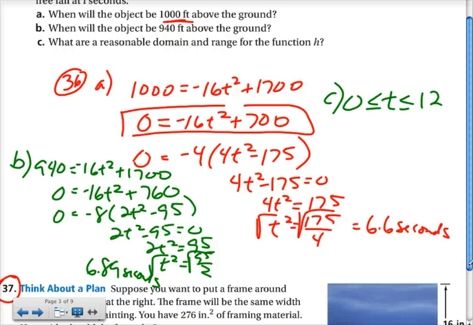And then our height, because we know that height started at 1700, that's going to be the highest cutoff, and pretty obviously when it hits the ground, it's going to be at 0. So that would be really good for our domain and range.